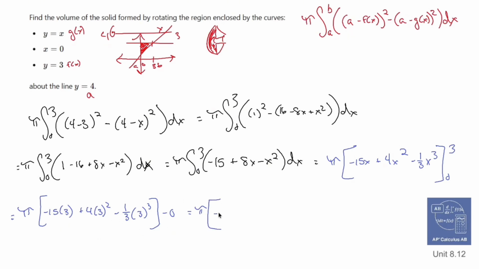Negative 15 times 3 is negative 45. 3 squared is 9. 9 times 4 is 36. 3 cubed is 27 divided by negative 3 is negative 9. All of that becomes negative 18 pi. So what this means is I chose the wrong f of x and the wrong g of x. No big deal. The quick fix is just make it positive. And you get 18 pi.